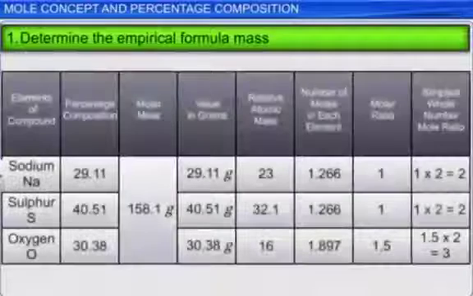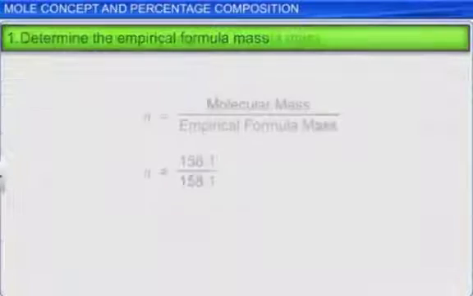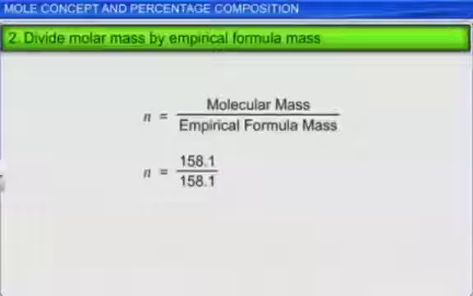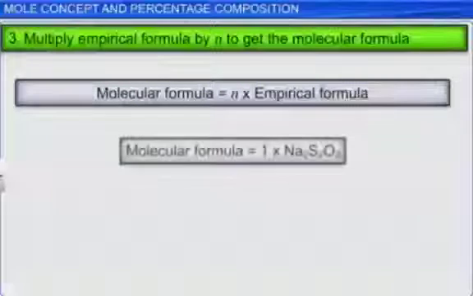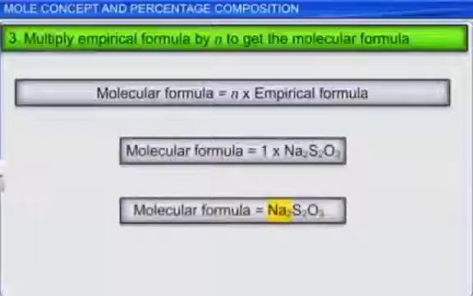Now, divide the molar mass by the empirical formula mass to identify the value of N, which we get as 1. Then, the molecular formula of a compound can be determined by multiplying the empirical formula of the compound with N. In this case, the molecular formula will be the same as the empirical formula. That is, Na2S2O3.